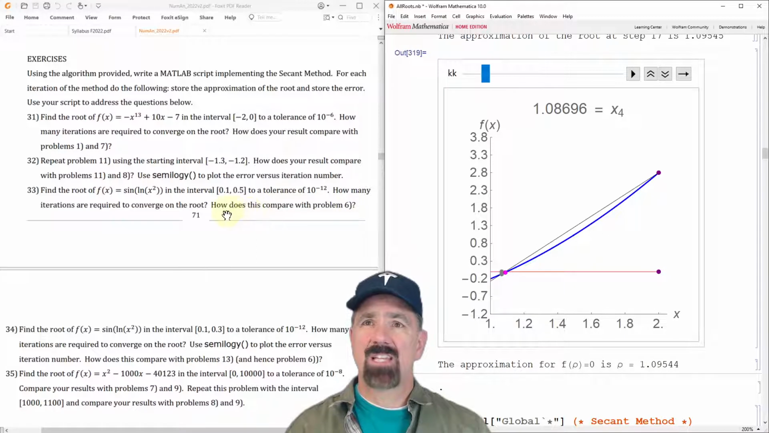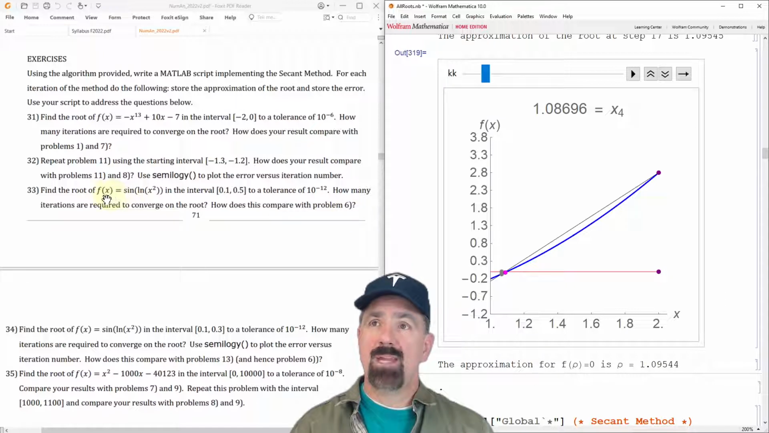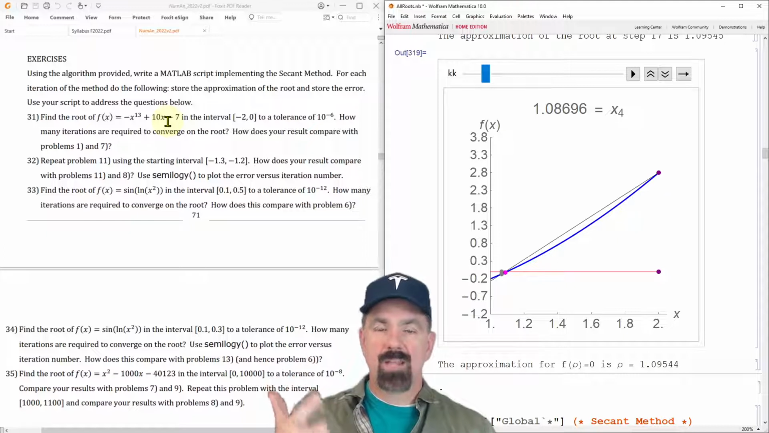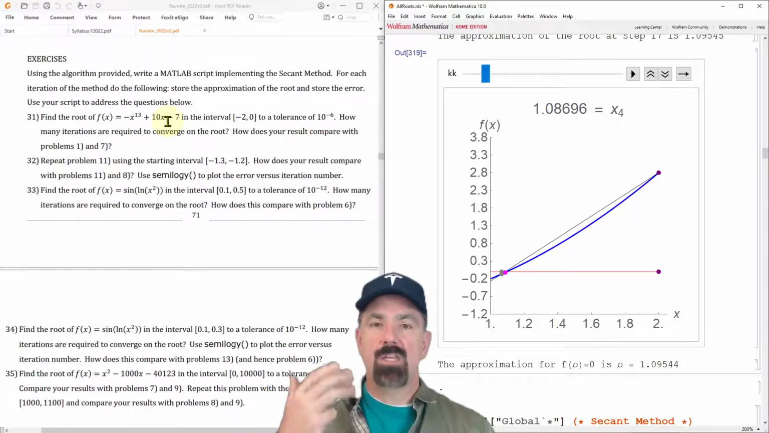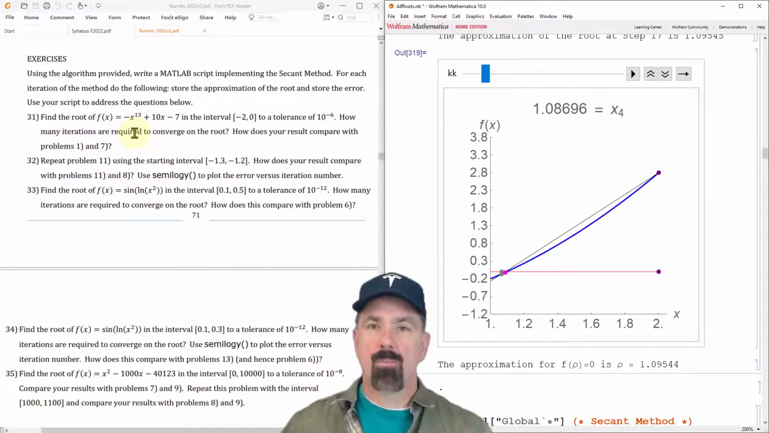So we have things like this. How does this compare with problem number 6? So is that problem number 26? I think so, but I can't guarantee that. Here's the bottom line. We have many similar problems that we're using for different root finding methods. And the goal is that you solve these problems using bisection, using regula falsi, using the secant method, using Newton's method, so that you can kind of compare and contrast the different approaches.